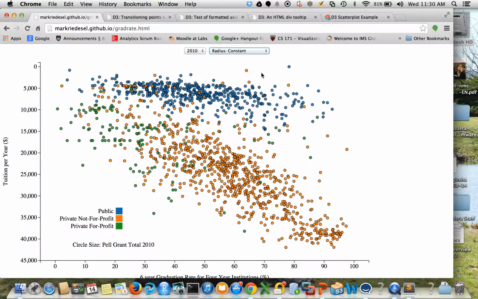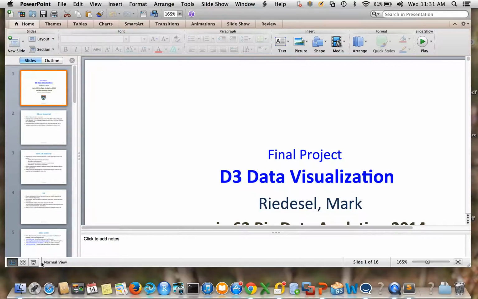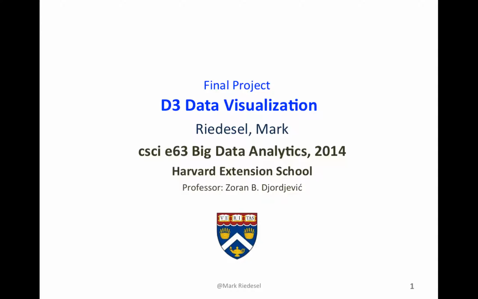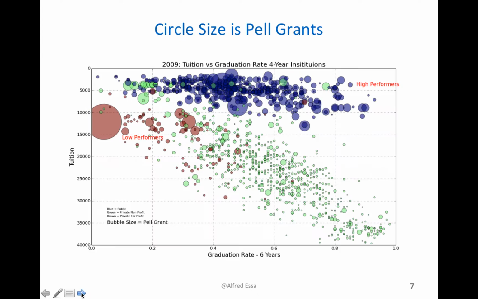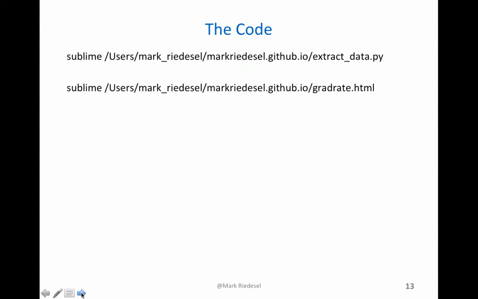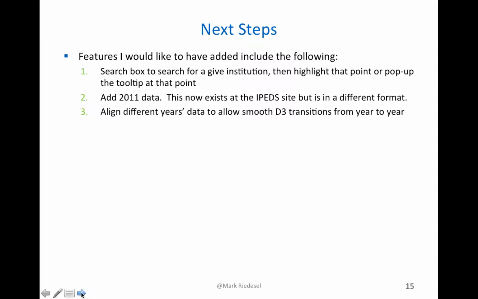A feature I wanted to add, but didn't really have time to, just in the press of things, was a search box so that I could search through the institutions and have it maybe highlight a particular institution. Also, the 2011 data is available, but it's in a different format, so I didn't have time to get that. And if you can align the data from year to year so that in the array into which you load the data, the same institution is in the same numbered slot, you can do the very cool D3 transitions and watch the points move around, sort of scurry around the page, in the way that we did in that first demo. I also just didn't have the time to do that.